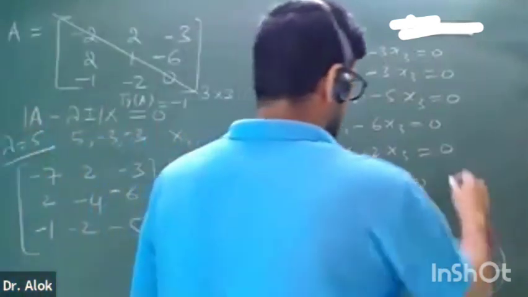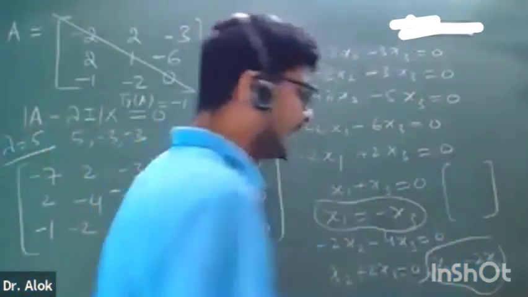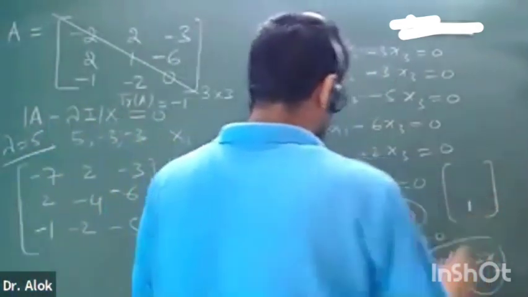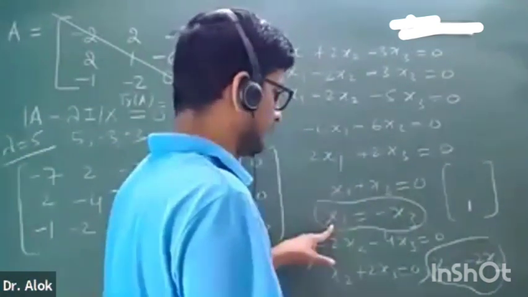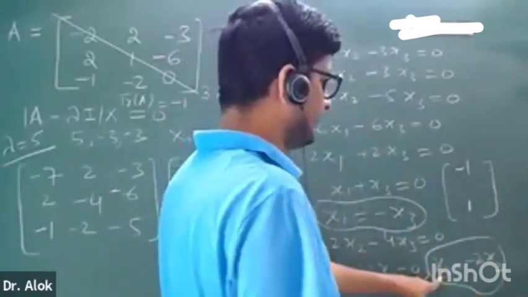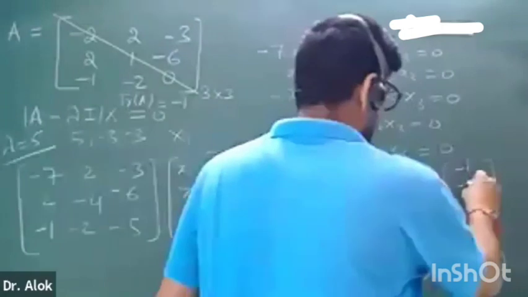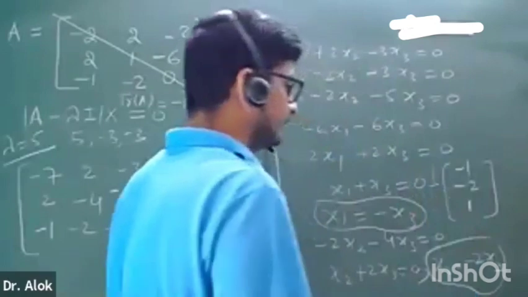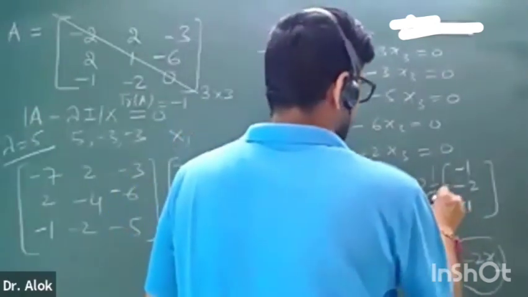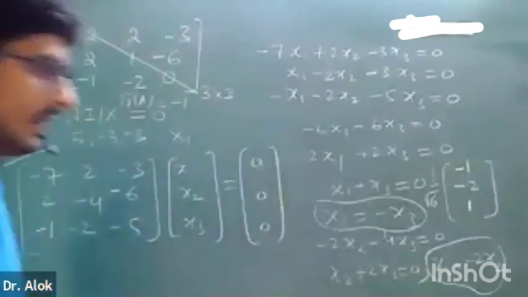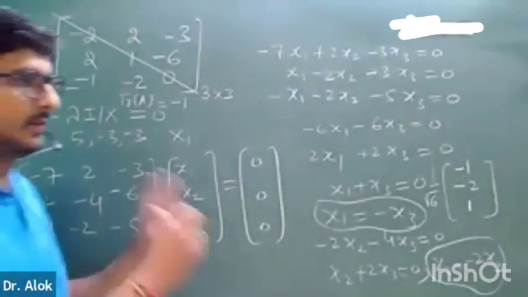So just write it like this. How to write the vector? Suppose I take x3 is equal to 1. x3 is 1, so what will x1 become? -1. And what will x2 become? -2. And what will be the normalization? Correct? So this is the eigenvector corresponding to that. I hope everybody understood.